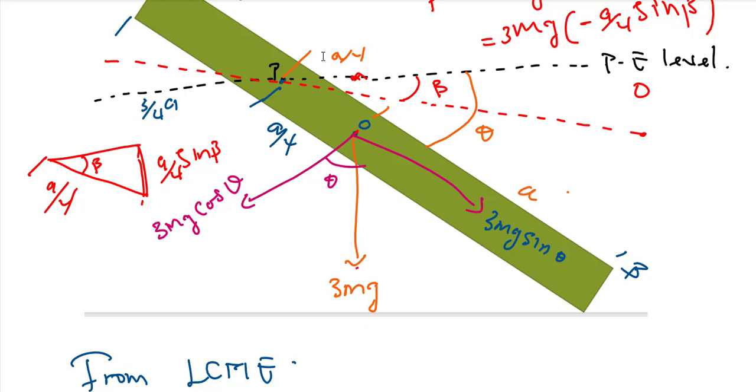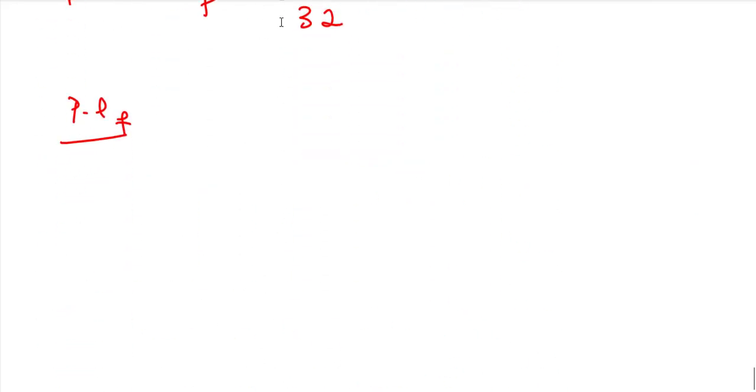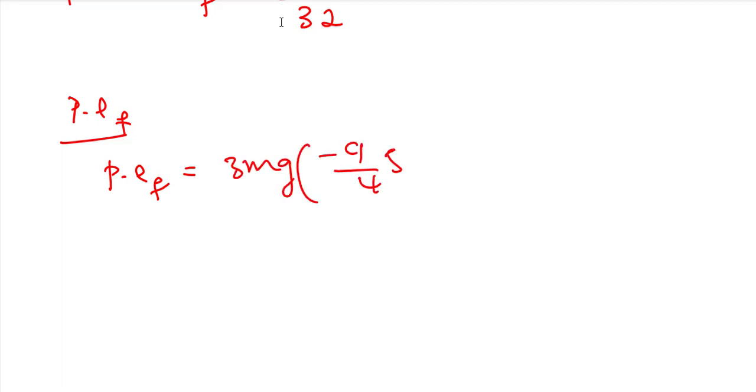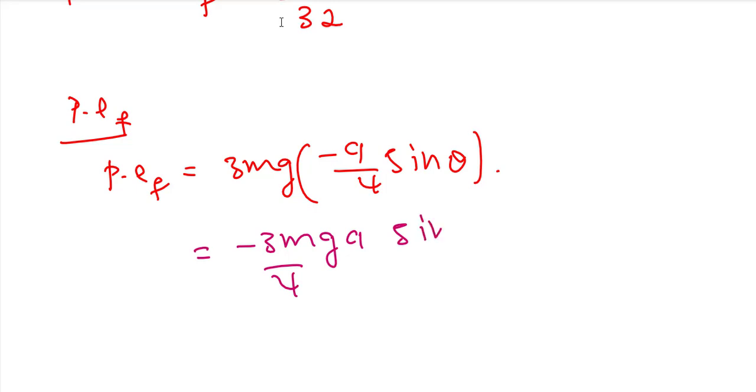So what then will be our new height? The new height will still be a over 4, but this time around it will be times the sine of the angle theta. So PE final will be equal to 3mg into negative a on 4 sine theta. So what is it going to give? This will give us negative 3mga on 4 sine theta.